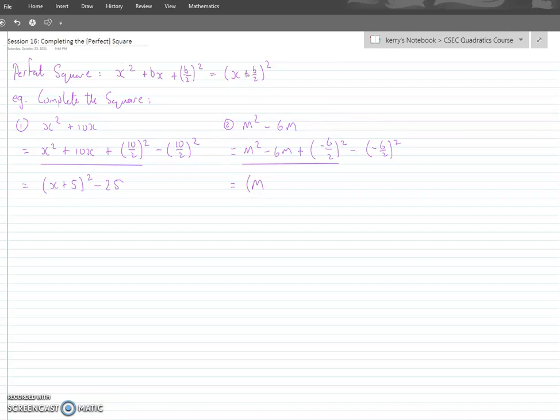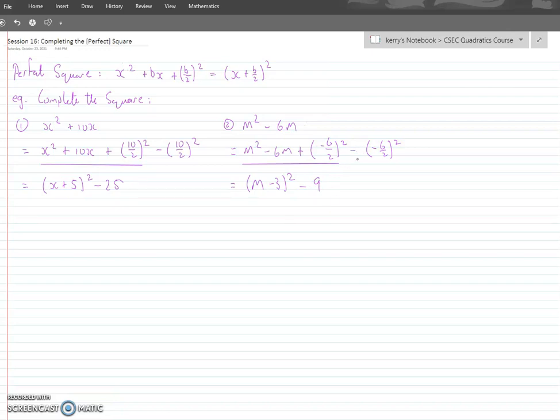This is, we just want the b over 2. We don't want the square to go inside these brackets. So minus 6 over 2 is minus 3 squared minus, and now negative 3 squared is negative 3 by negative 3, which will give us positive 9. But you have this minus here still, and this will give us 9 here.